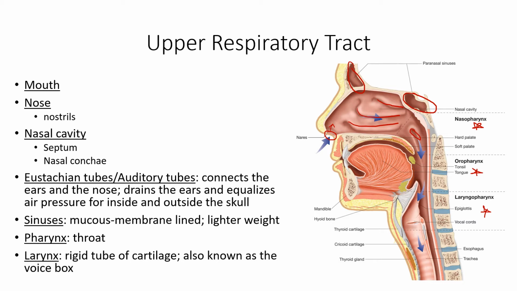And then we have the larynx, which is going to be a rigid tube of cartilage. And you can see a few of these cartilages here, thyroid and cricoid cartilage. But you can also kind of make a little note that the larynx is the voice box. It is what allows you to speak. It houses your vocal cords.